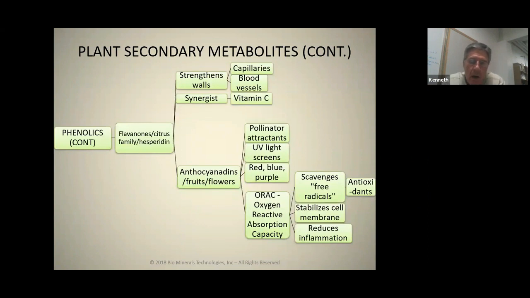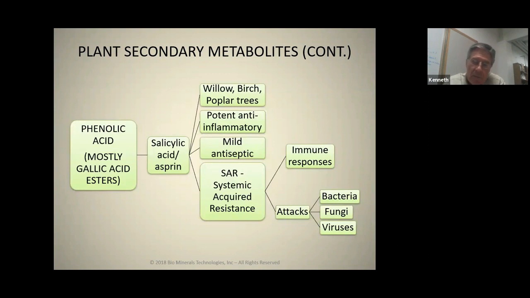Phenols are part of the structural strength of our cell walls, our capillaries, our blood vessels, vitamin C, and our oxygen reactive absorption capacity. Free radical scavenger, stabilizes our cell membranes, reduces inflammation. Inflammation is the base of all of our diseases. Every disease we will have starts with inflammation. Something is there that shouldn't be there. Okay, phenolic acid, again, salicylic acid, aspirin, and again, a whole bunch of immune responses, attacks, bacteria, fungal, viruses.